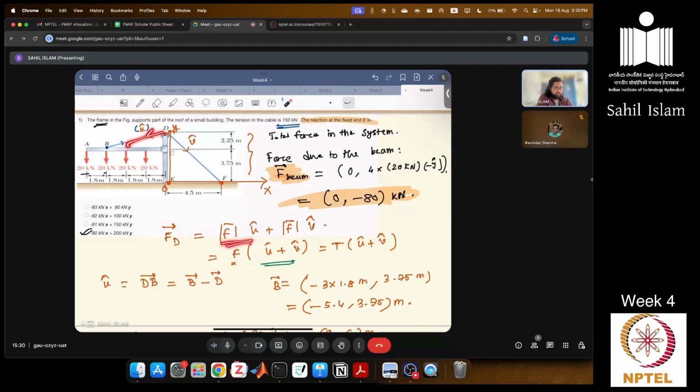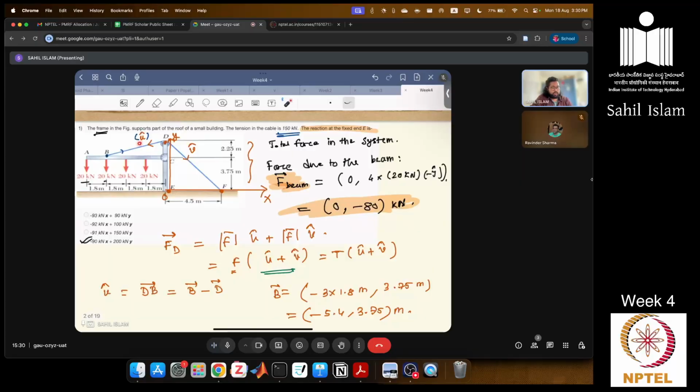We took this direction as u cap and this direction as v cap. So mod F u cap plus mod F v cap. Mod F is basically the tension in the cable which is given, and it becomes u cap plus v cap. So we have to find out what u cap and v cap are. If you look at it, we took from D to B, so D to B means vector B minus vector D, right? This you understand, right?